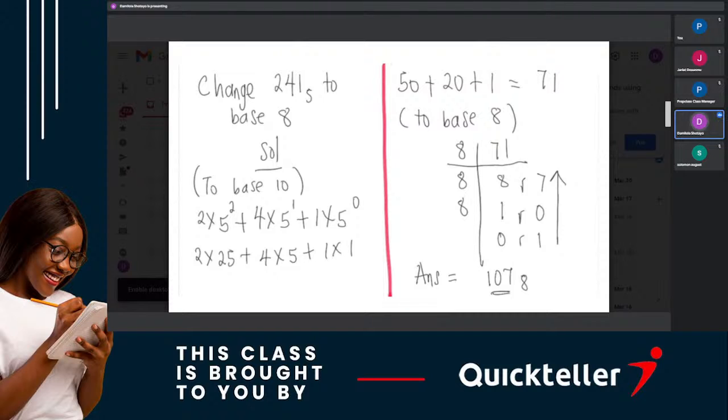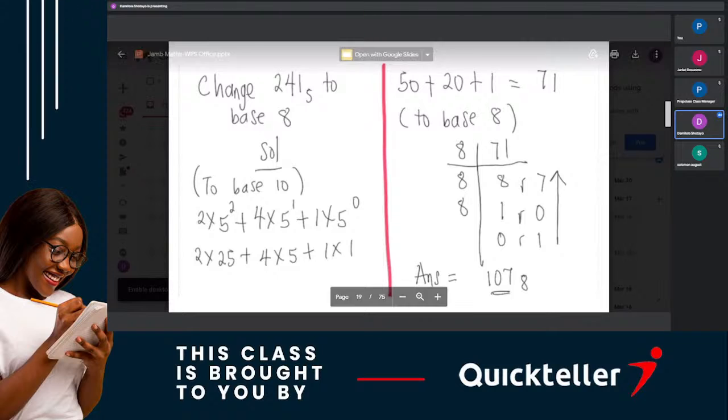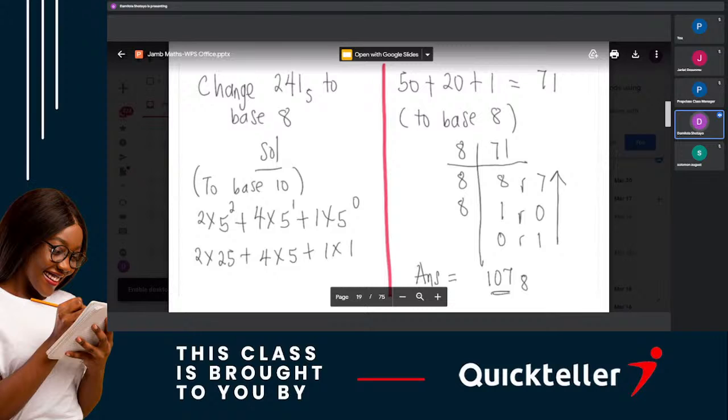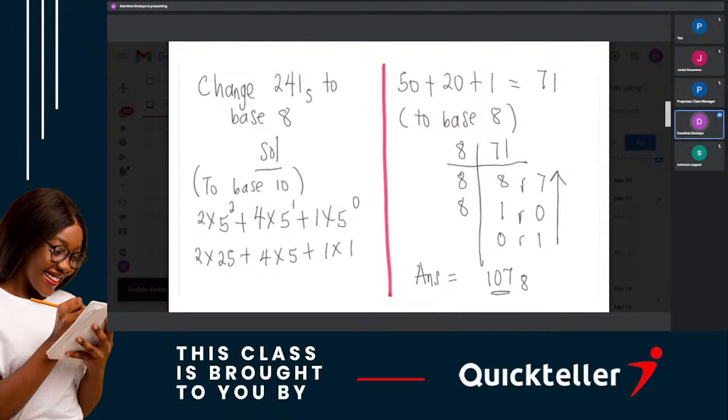But to change to base 10, it is this way, so I'm not doing the same work. To base 10 is this style. To base 8 or any other base is this style, and you must use that base all through. See, I am using 8, 8, 8, 8. Now, 8 in 71 is 8, remainder 7. 8 again in 8 is 1, remainder nothing, because 8 can divide 8 without any remainder.